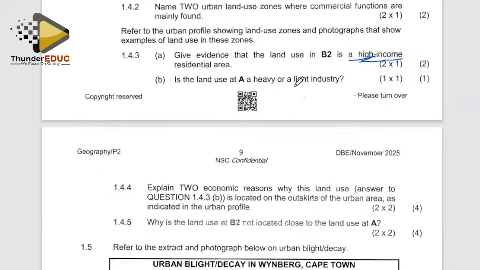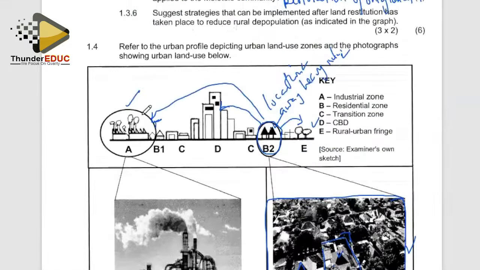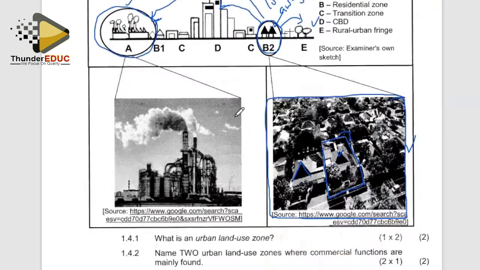Then, is the land use at A heavy or light industry? We're also analyzing this. For us to find justification whether it's heavy or light, we also use this to find a clue. By merely looking at this, we see that there is evidence of air pollution here. And also if we check the nature of the setup here, it gives us a clue that there is bulky business being taken care of here.